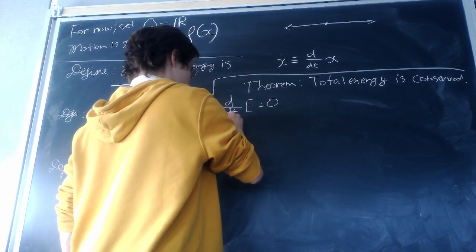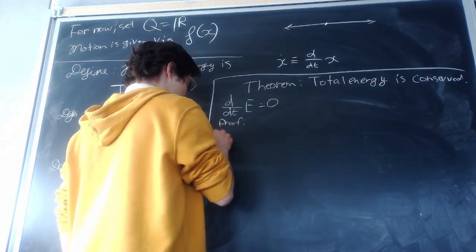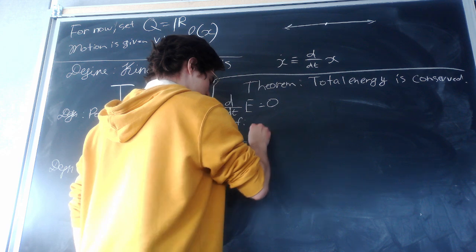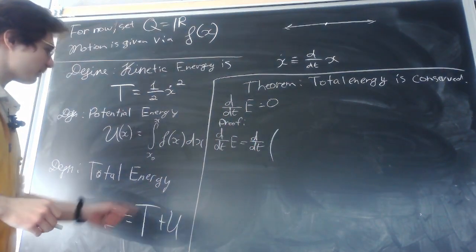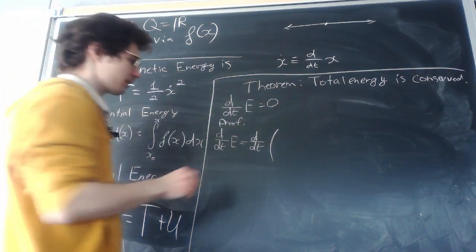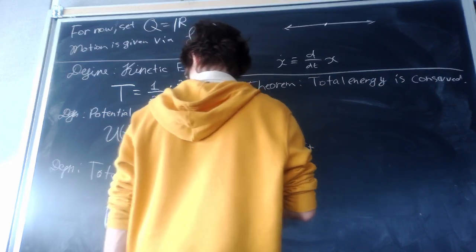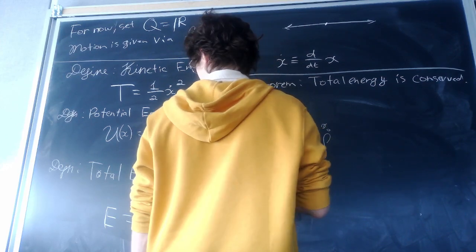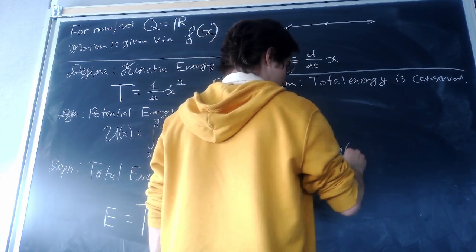Okay, proof. Proof by simple computation, right? So let's do d dt of E. Okay, this is d dt of T plus U. T is what? Okay, 1/2 x dot squared plus the integral from x naught to x of f of x dx.